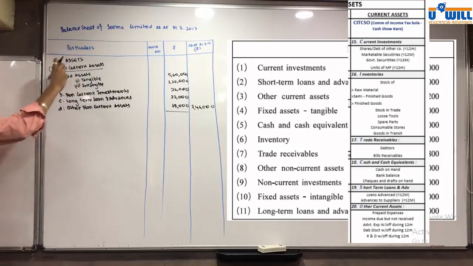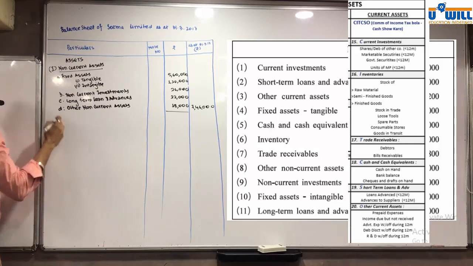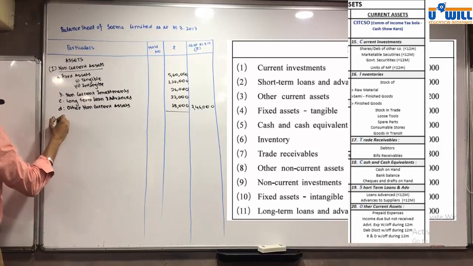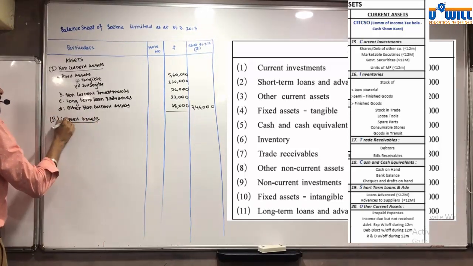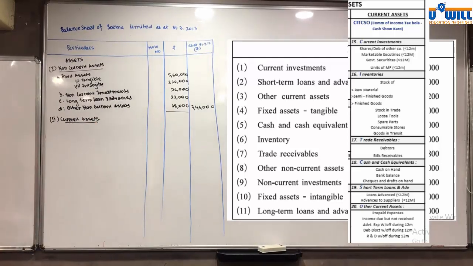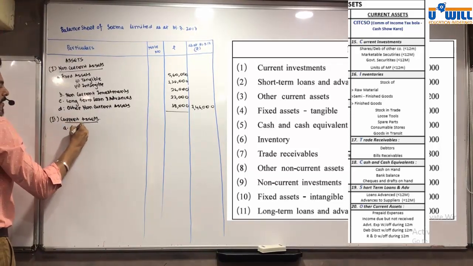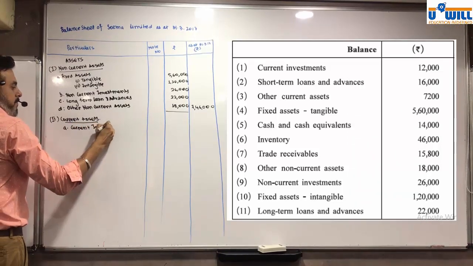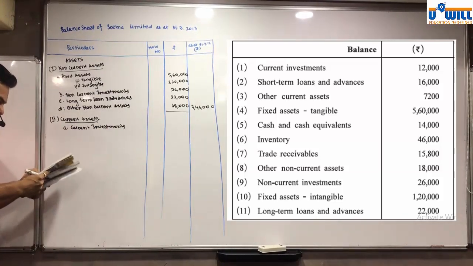Next, balance sheet head, main head, sub head. Now, second main head, current assets. CIT CSO, Commissioner of Income Tax comes home and says what? Show cash. Now, we start with A. Current investments. Current investments are 12,000.